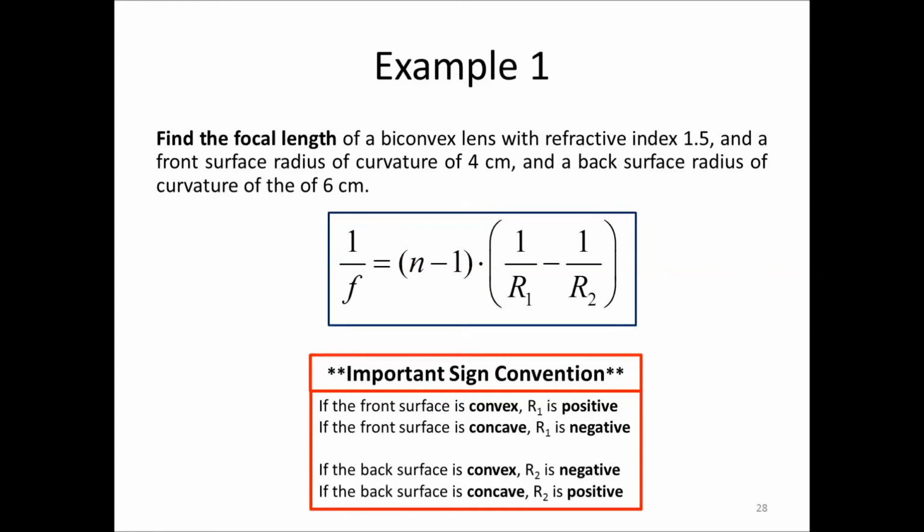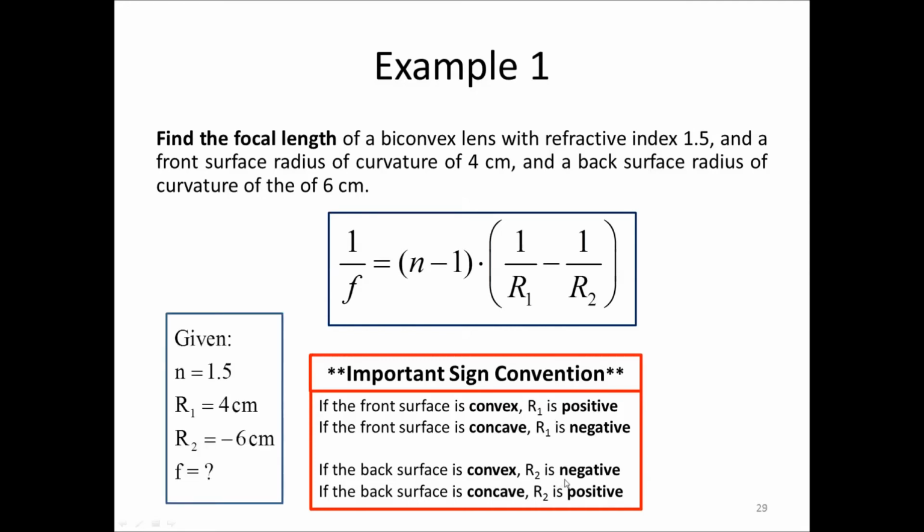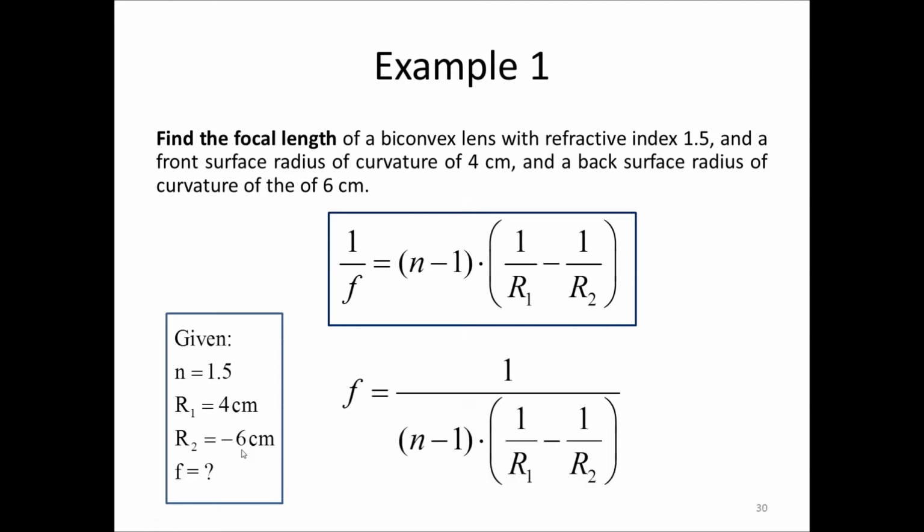Now, we have to keep sign convention in mind. Because it's biconvex, the value for R for the front surface we'll define as positive, but for the back surface, we're going to define it as negative. So we're given the refractive index is 1.5. The radius of curvature of the front surface is a positive 4. For the back surface, it's a negative 6. And we can rearrange this Lensmaker equation to solve for f, the focal length.